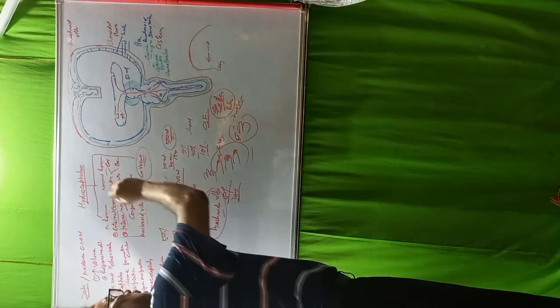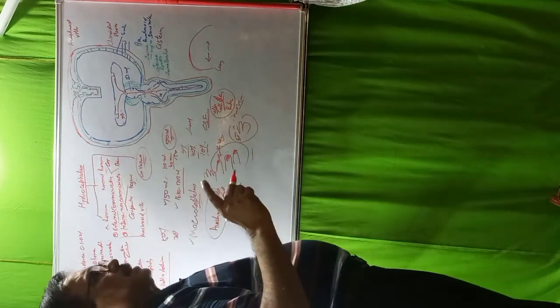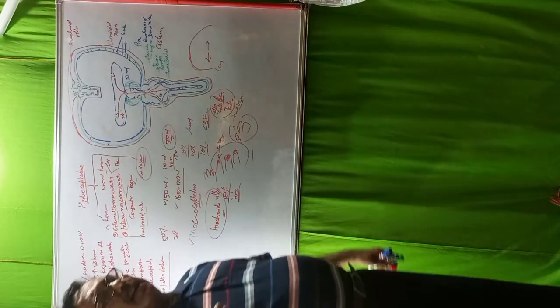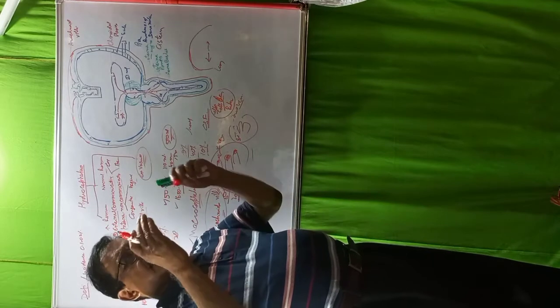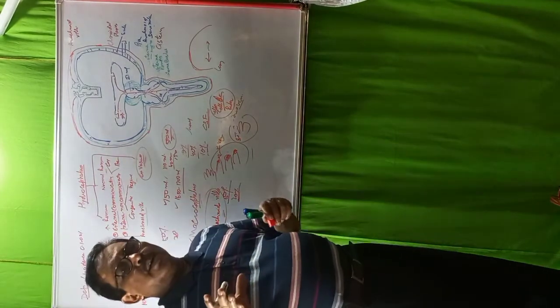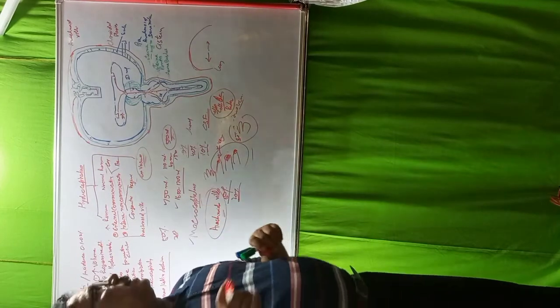And the second is normal pressure hydrocephalus. Normal pressure occurs usually in an episodic manner. Sometimes the pressure will increase, after that it becomes normal. It usually occurs in brain injury and during sleep.